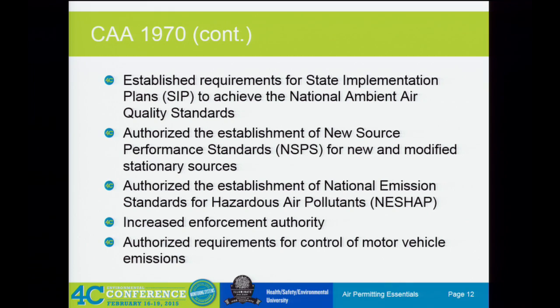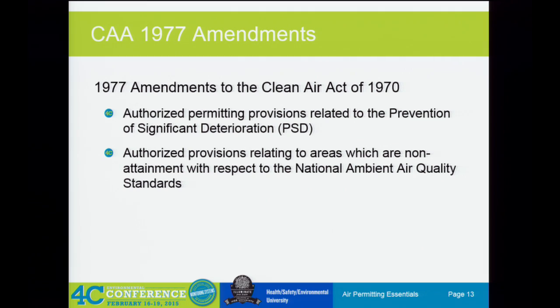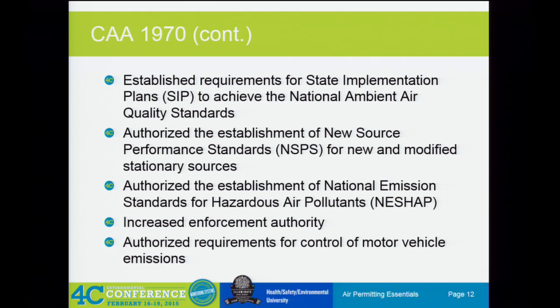The Clean Air Act of 1970 also authorized the establishment of new source performance standards, so your NSPS regulations under 40 CFR Part 60 for new and modified stationary sources. It also authorized the establishment of the National Emission Standards for Hazardous Air Pollutants, the NESHAP regulations, and it increased enforcement authority. It also authorized requirements for control of motor vehicle emissions. So this was the major starting point for what we know as the Clean Air Act of today. One other note about 1970 is that is when the EPA was formally established. So along with this regulation, we also consolidated all the environmental regulatory control under the EPA.